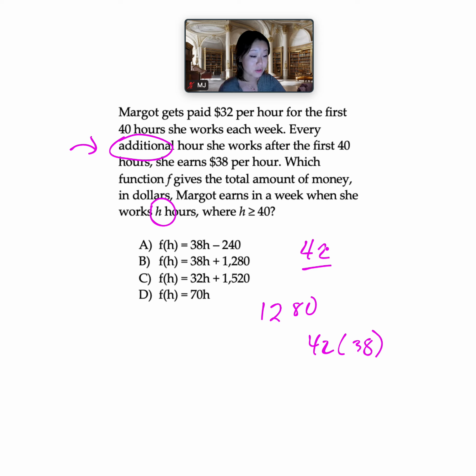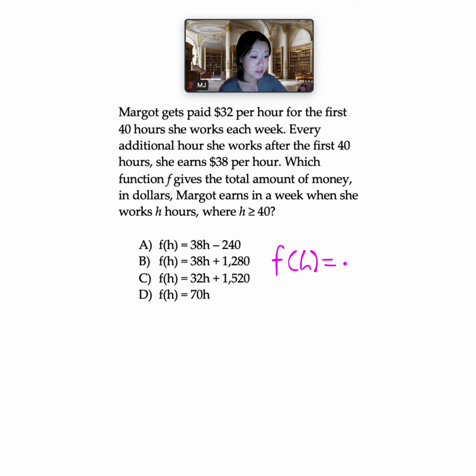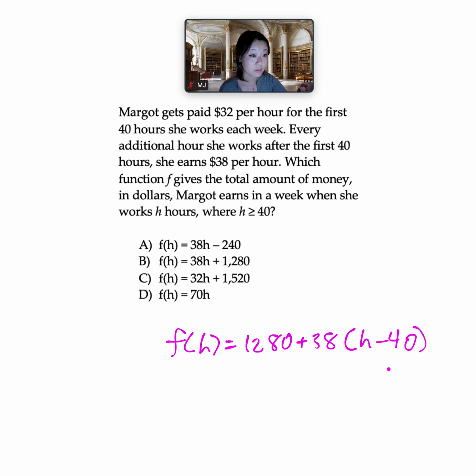So either you can work with the real numbers and plug them in and see which one works, or you can use a little bit of algebra. So instead of doing f of h equals the original amount plus 38h, we're going to add a little bit to that. So instead of that, we're going to write f of h is equal to 1,280 plus 38, but we're going to go ahead and take that 40 away from the h because h only represents the amount of hours she works above 40.